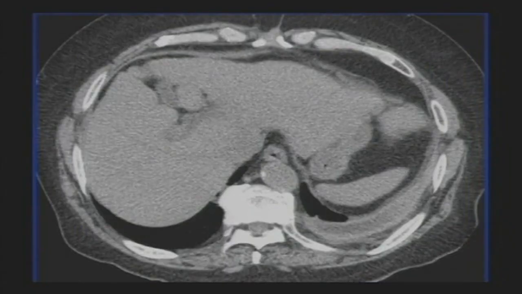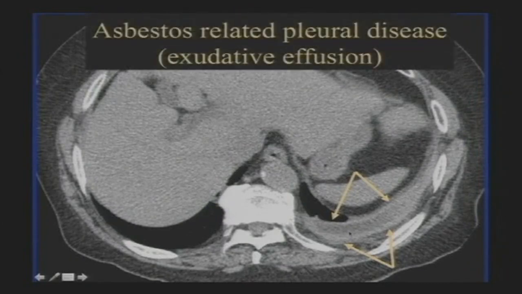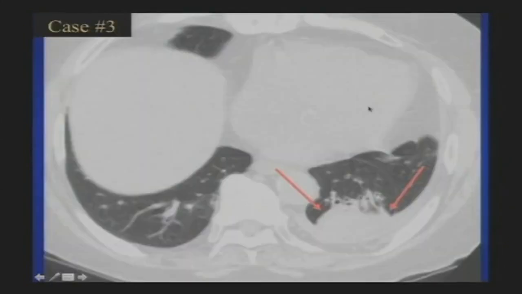All right, here's another example of an effusion, which is exudative. How do I know that? By pleural thickening and enhancement. This is another example of asbestos-related pleural disease. This is much earlier in the process. So this is, again, the earliest manifestation of asbestos-related pleural disease. In association with that is this finding, which Tom went over briefly.